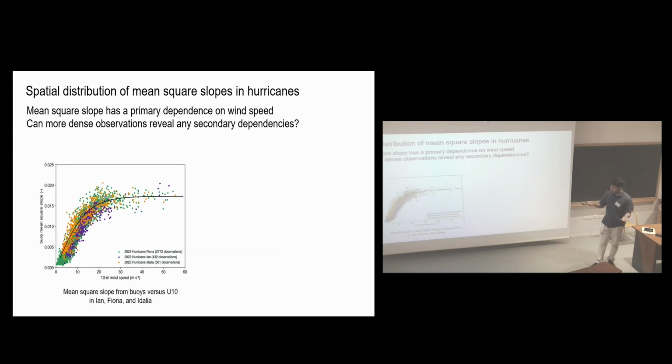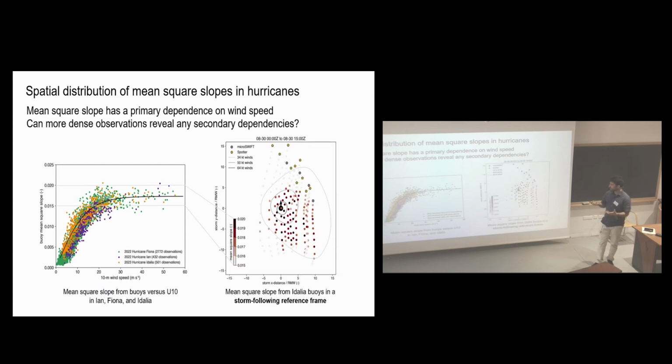And so first things first, taking this data from Idalia and plotting it on top of our Fiona and Ian data from the plot I just showed you, we find that it has a similar tendency, or a similar behavior. But now what we can do with this data set is start to look at things in a storm following reference frame.